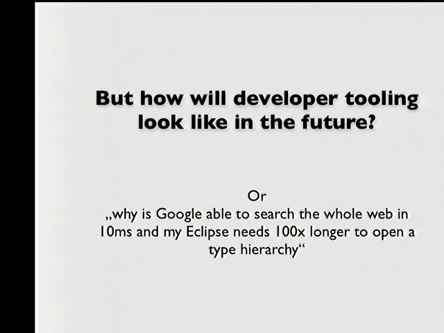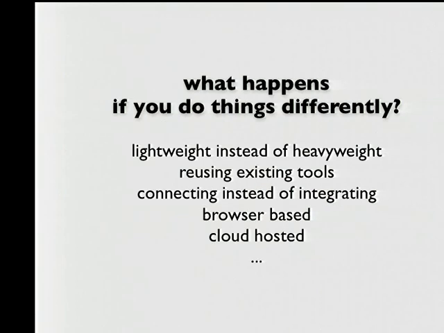And the second thought that I had is my observation that Google can search the whole web of the whole world in 10 milliseconds. Why does it take 1 second to open a type hierarchy in Eclipse? It's kind of strange, isn't it? It looks like there's a mismatch between what is maybe possible today and what is going on in many of today's IDEs. So we went a step forward and thought, okay, let's try to explore a little bit.